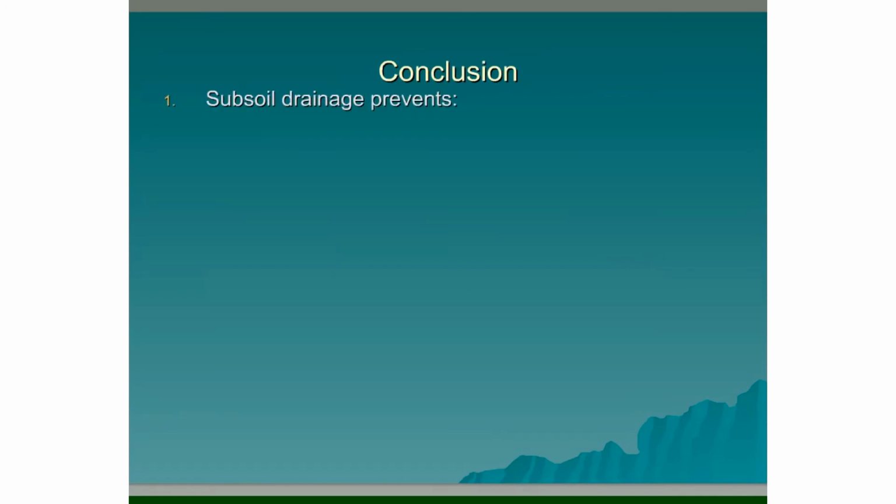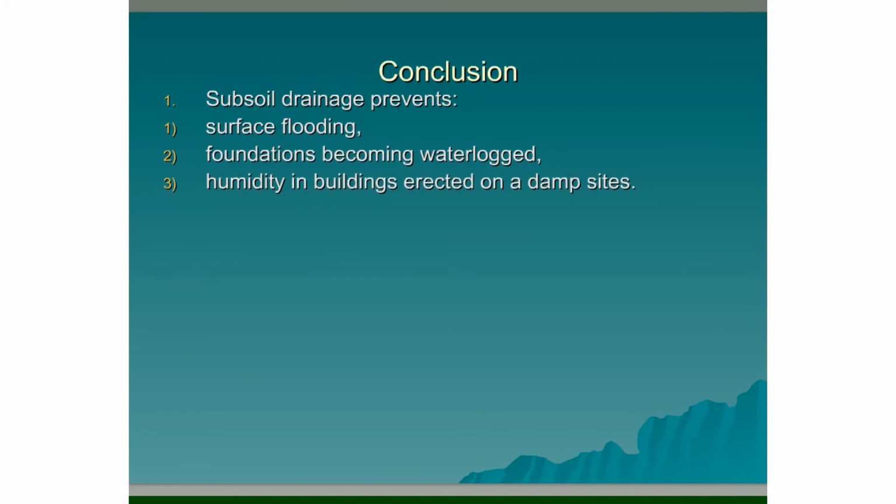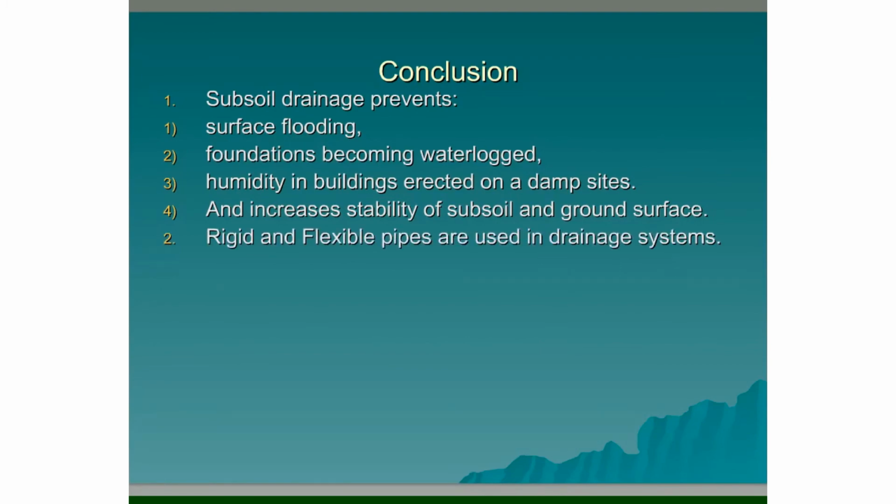Conclusion. Subsoil drainage prevents: 1. Surface flooding. 2. Foundations becoming waterlogged. 3. Humidity in buildings erected on damp sites. 4. It increases the stability of subsoil and ground surface. Rigid and flexible pipes are used in drainage systems. Flexible is the most common pipe used.